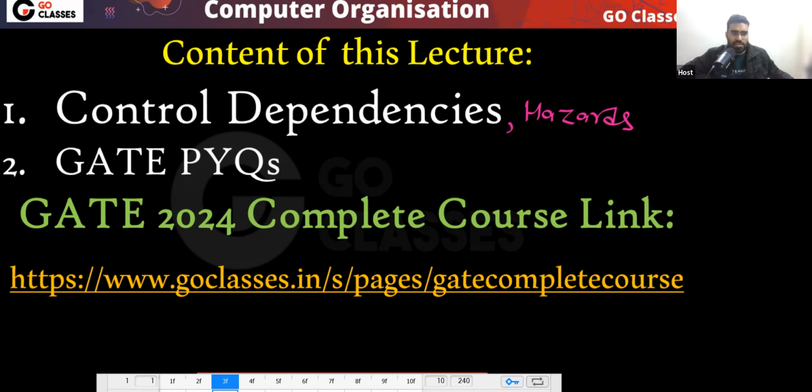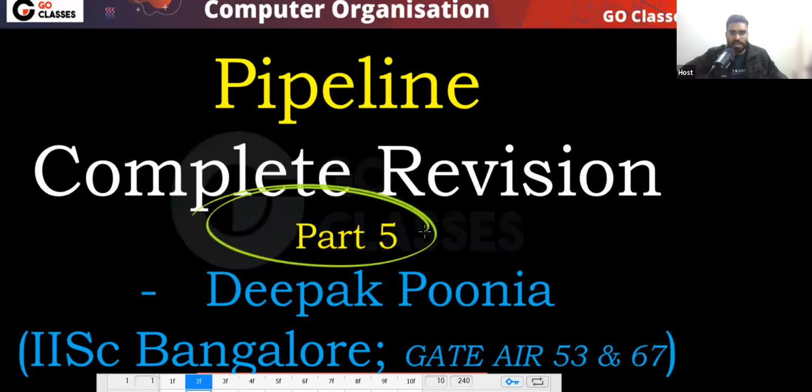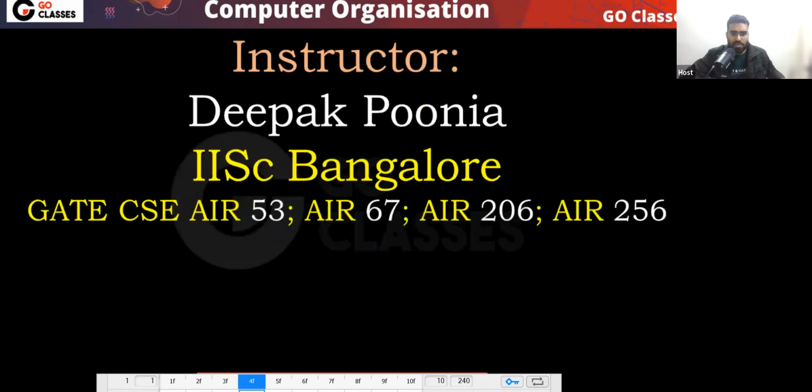We will also see structural hazards. Data hazards we have already seen. The difference between data dependency and data hazard, that also we have seen. And in this lecture, we will see structural hazard and control hazard. This is our final lecture of pipeline. We will see many GATE questions. We will solve many GATE questions also.